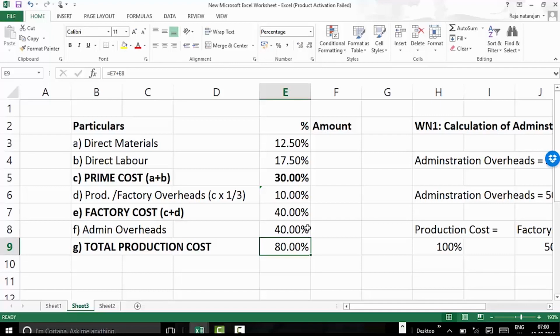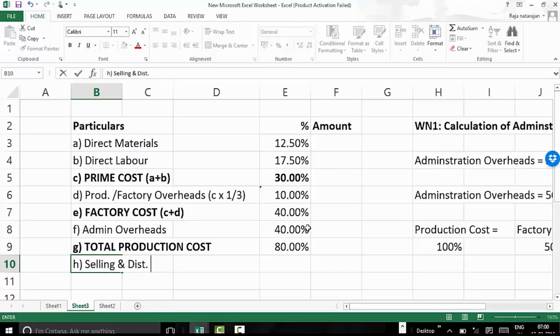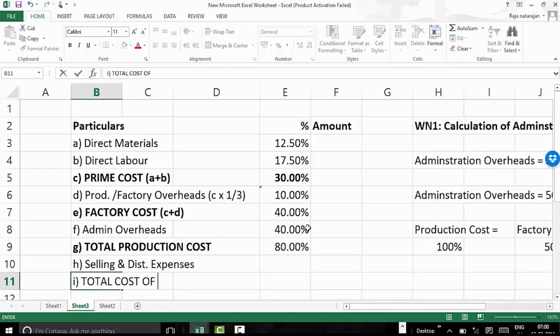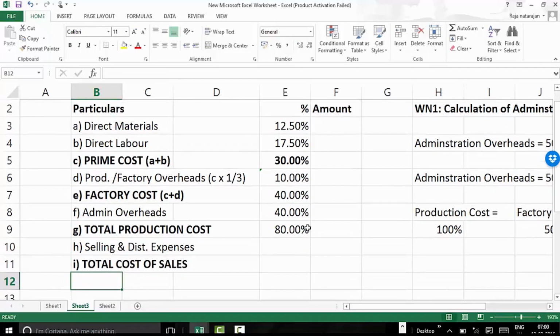Then what we should do is add selling and distribution expenses to find out the cost of sales. So let me do that. Item H, selling and distribution expenses, but I think the question is silent about that, so I cannot fill in any percentage here. But with total production cost, if I add selling and distribution expenses, what I'll get is total cost of sales. I don't know what the total cost of sales is, but with total cost of sales, if I could add profit, I'll be able to find out the selling price per unit, right? So with this, let me add profit.